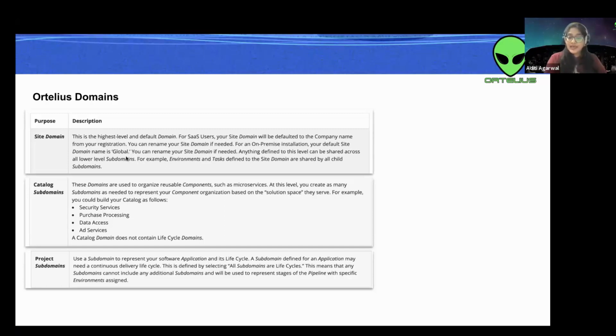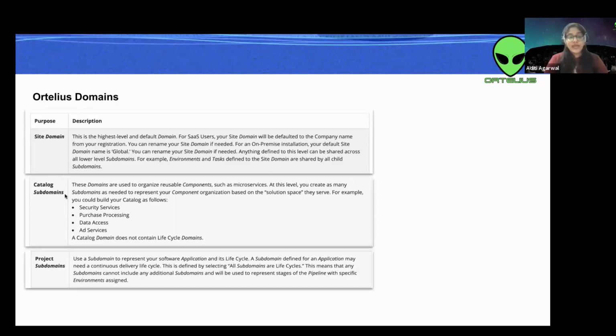So I am currently using the on-prem version. In my case, it is showing the global name, but I can also change that if I need. Anything defined to this level can be shared across lower level subdomains. Whatever functionalities, events, environments and tasks I have at this level of domain can be inherited and used by all of the subdomains which I have further. For example, environment and task defined to the site domain are shared by all the child subdomains.